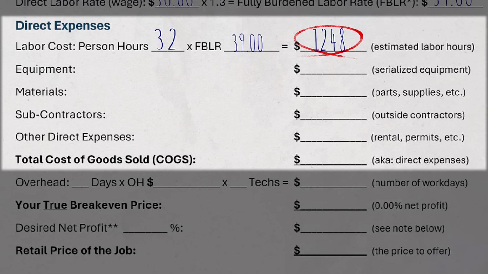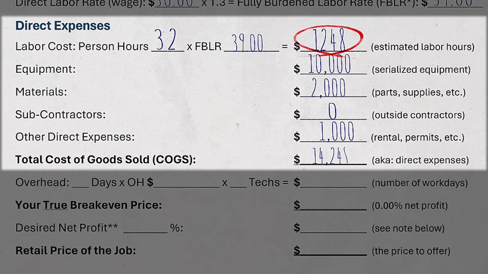and I'm going to write down $10,000 to make the math easy. We then total up all of the materials for the job, and I'm going to write down $2,000 to make the math easy. If we had subcontractors, we would want to write that down. And then finally, other direct expenses, everything else that you haven't considered. And I'm going to throw on $1,000 for other direct expenses. That gives us a total cost of goods sold of $14,248. Now, you might say, well, that's my break even, but that isn't.